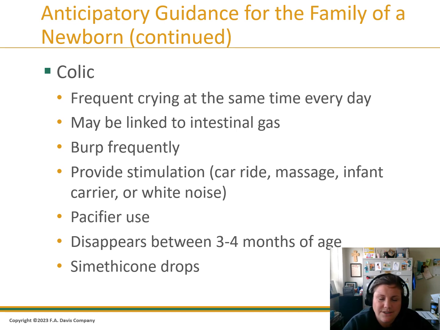Providing stimulation can sometimes help. Things like going on a car ride, massaging the baby, putting them in an infant carrier where you're wearing them so then they can smell and feel mom. White noise, which I only recently learned there's other color noises too. There's brown noise and gray noise and pink noise. So anyway, some of these forms of noise can also be stimulation that helps sometimes improve the colic tendencies.